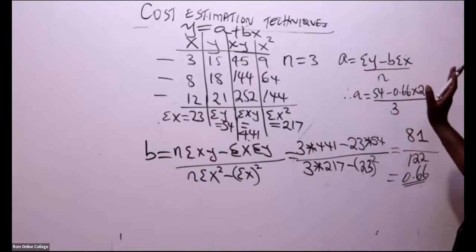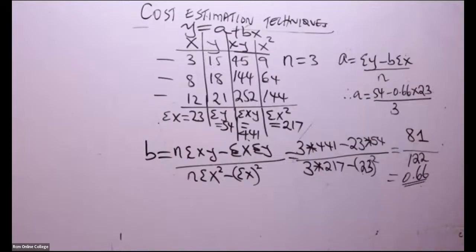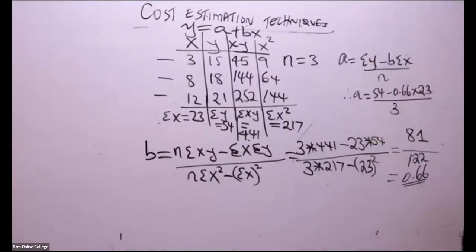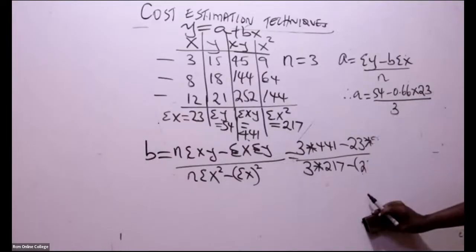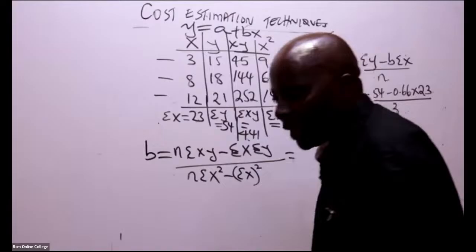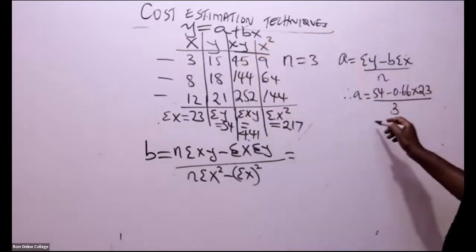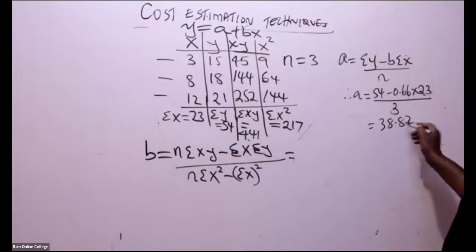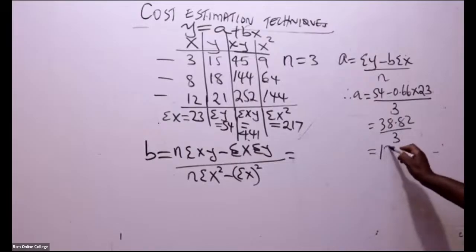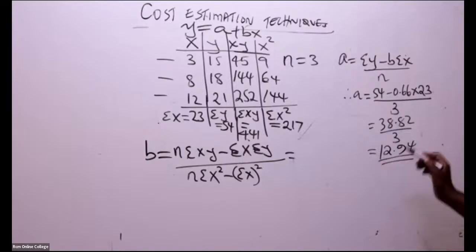Again, get the top line first. So 54 minus 0.66 times 23. What shall we be able to get at the end of the day there? The top line. What do we have there? So are they giving me the final answer? 38.82. So 38.82 is the top number divided by 3. So the final answer will end up giving us 12.94, isn't it? 12.94.